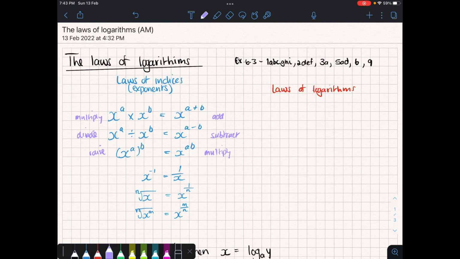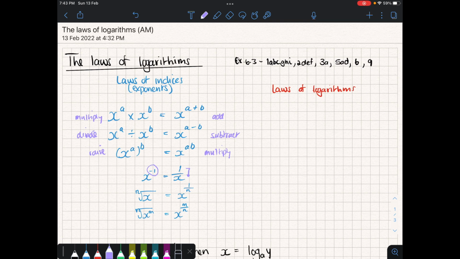Then we learned something about negative indices. All a negative index meant is that we dropped the number to the denominator, or if it was on the denominator and had a negative sign, we'd move it up to the numerator. So it's just a shift between the numerator and the denominator.